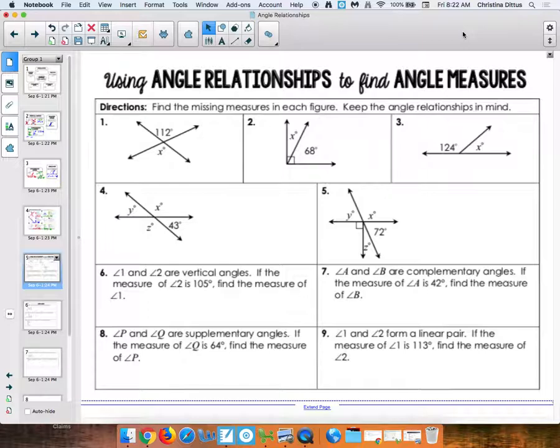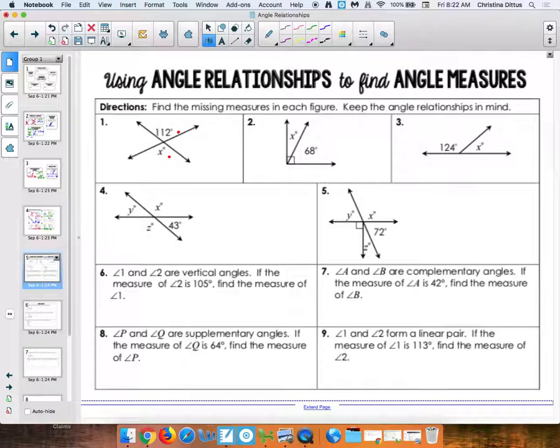Now we're going to use what we just learned in the book. If you want to keep that out, you can, to refer back to. We're going to use that to help us solve for angles. Okay? So look at number 1. What kind of angles are these?